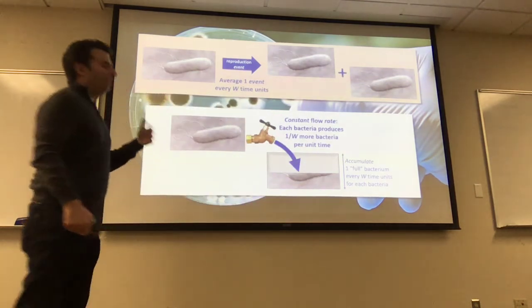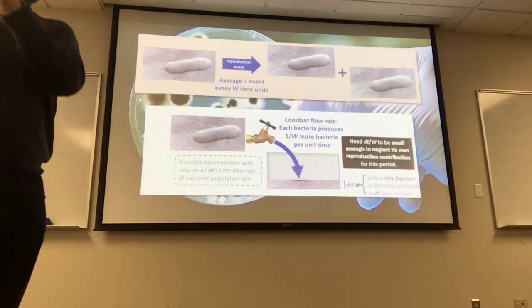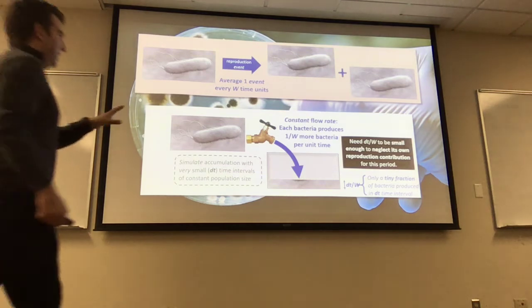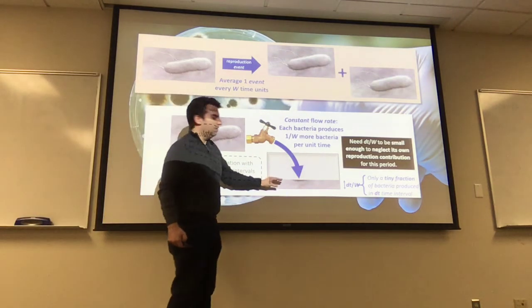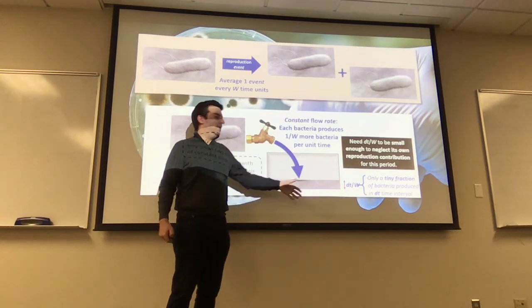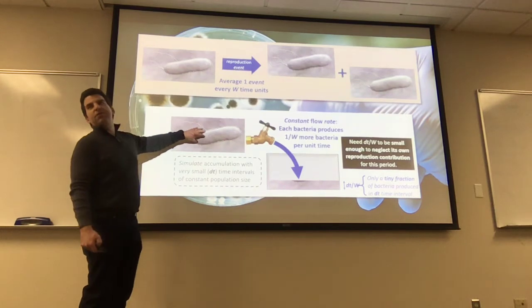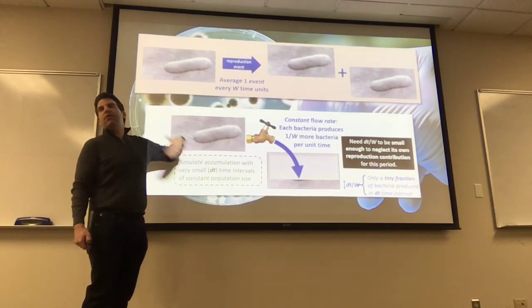And if we only look at how much adds in a very small amount of time that we're going to call DT, then basically we can calculate how many new non-reproducing bacteria are generated. And then when we move to the next time unit, we just take this new proportion, we add it to the reproducing proportion, and then we do that over and over again.